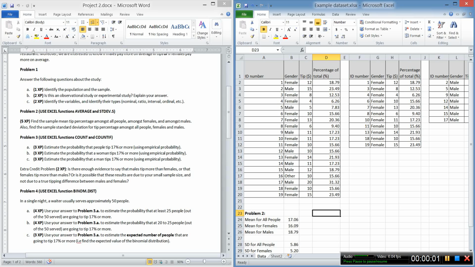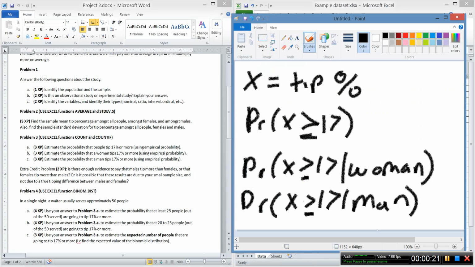Okay, so moving on to question number 3, we're going to estimate the probability that people tip 17% or more, that women tip 17% or more, and that a man tips 17% or more. We're going to do this using an empirical probability.